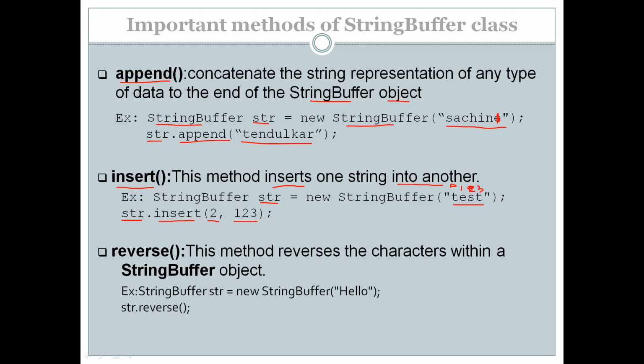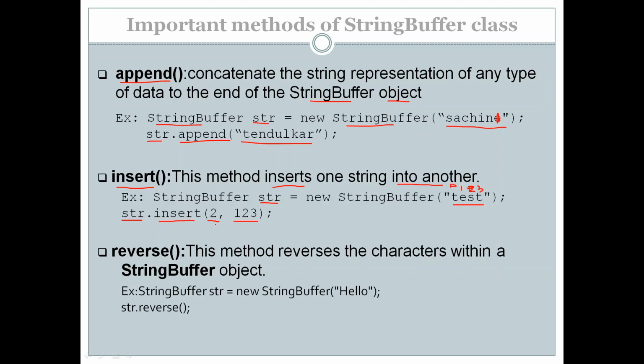Now you can see that in the insert method we can even pass an integer. We have passed 1 2 3, it is an integer, it is not enclosed in double quotes, remember. But it is automatically converted into string representation. Even though we are passing an integer here, it is converted into string representation. Now we can even pass it as a string by enclosing it in double quotes as well.